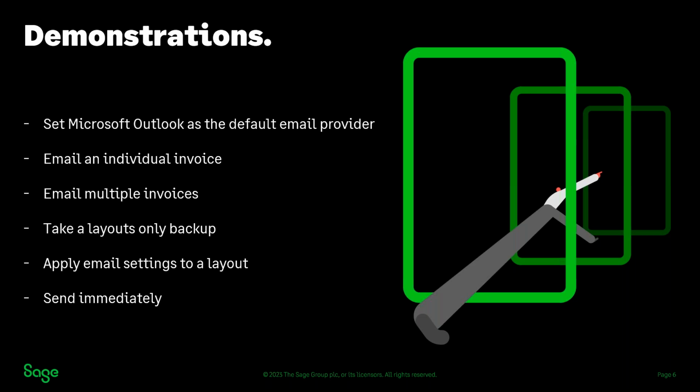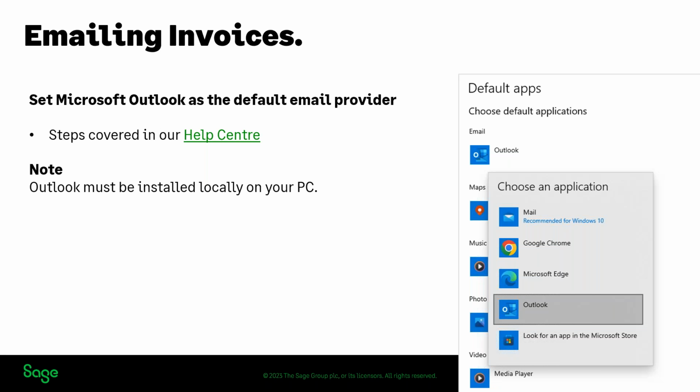So let's start with the first one. For those of you that are using Microsoft Outlook, it's making sure you've got that set as your default email provider. Now, it's easy to do that. The steps are covered in our help center. If you're using Windows 10, for instance, just type default apps in your search bar at the bottom, and it will bring up the screenshot that you can see on the screen there. And for email, just make sure you've got Outlook set as that.